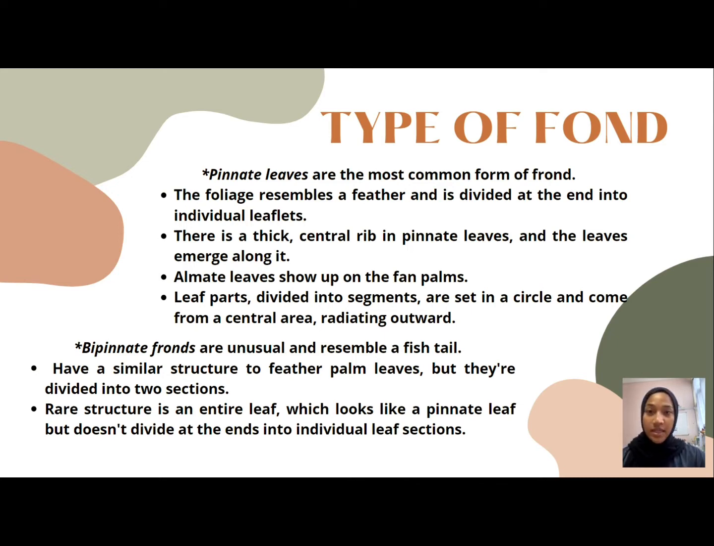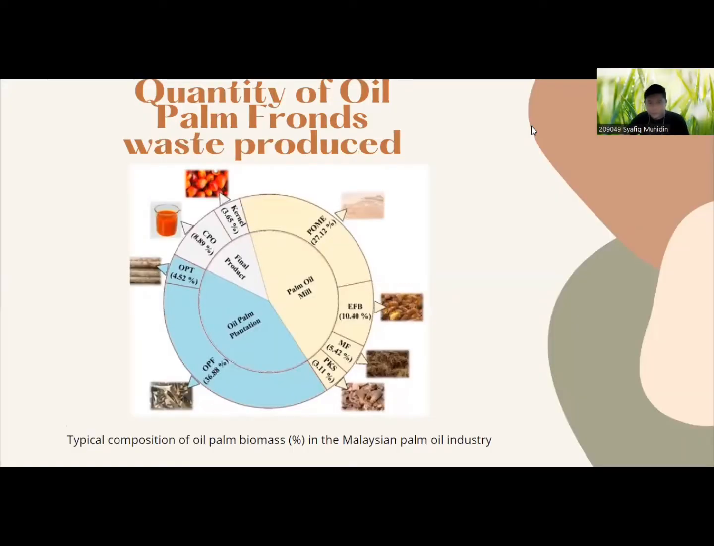And other than that, there are fishtail fronds that are unusual, and they have a structure similar to the feather palm leaves, but they are divided into two sections. A rare structure is the entire leaf, which looks like a pinnate leaf but doesn't divide at the ends into individual leaf sections.